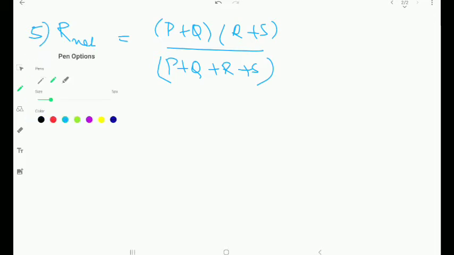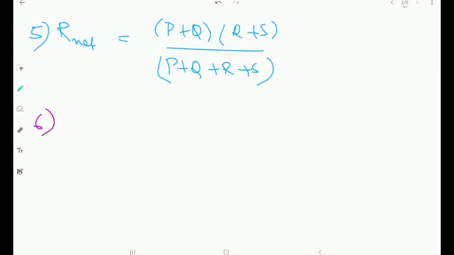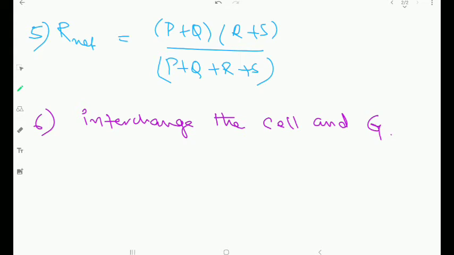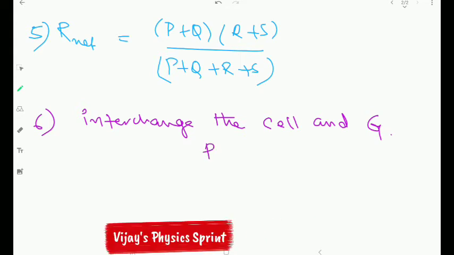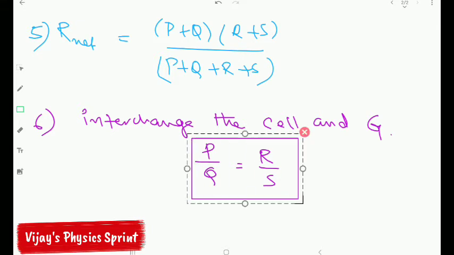So this is the effective resistance of the Wheatstone bridge. And one more point: in the diagram, the battery and galvanometer can be interchanged, and the balanced condition still exists. So we can interchange the battery, or the cell, and the galvanometer also. At balanced condition, we get the same condition, P by Q equal to R by S. So no change in the balanced condition, right?